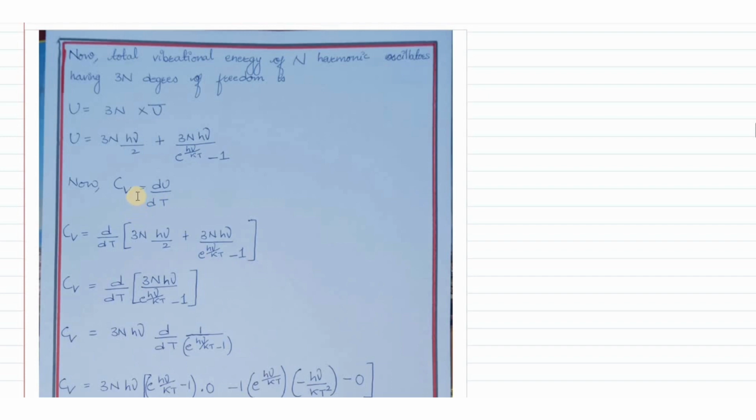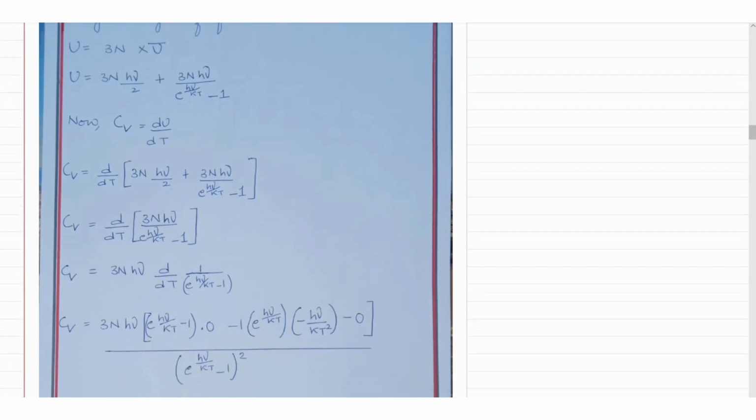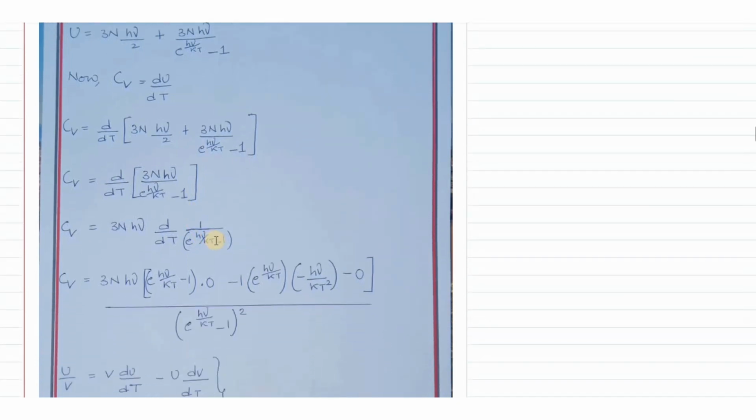Now we know that Cv, the specific heat, is equal to dU by dT. So Cv is equal to d by dT of 3N h nu by 2 plus 3N h nu by e to the power h nu by kT minus 1. The first term will not get differentiated because it is constant, it has no term in T, so it is equal to 0. Cv is equal to d by dT of 3N h nu by e to the power h nu by kT minus 1. Taking 3N h nu outside the bracket because it is constant, Cv is equal to 3N h nu d by dT of 1 by e to the power h nu by kT minus 1.